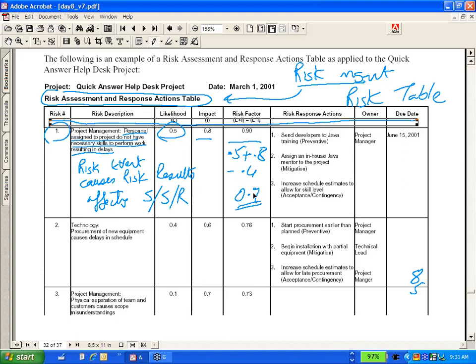Okay, so now you know that this has a pretty high risk factor, 0.9. It's a good thing to have this formula, because likelihood alone and impact alone doesn't give you how bad this risk is for you. But the risk factor formula tells you how bad this risk is for you. So what should you do when you have a risk that you should worry about?